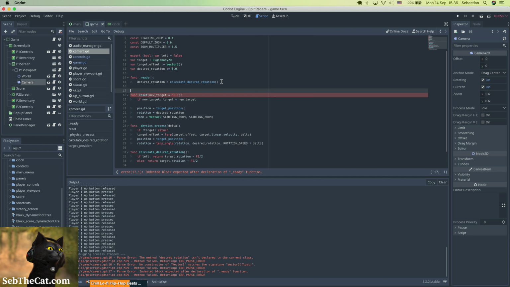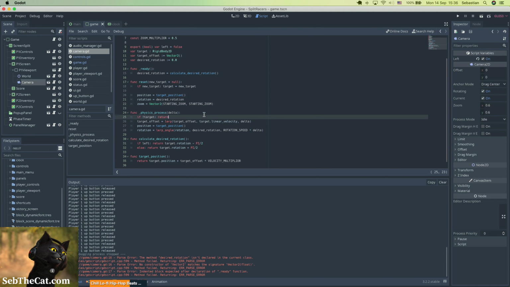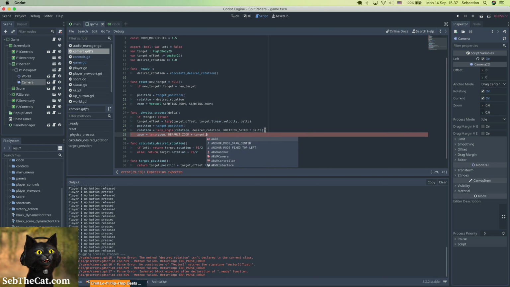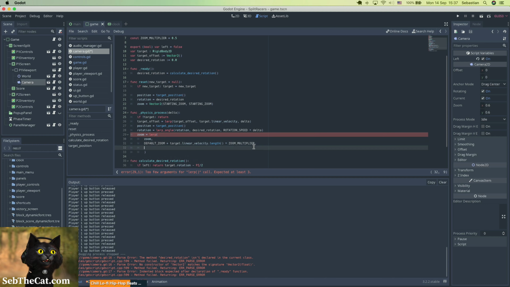Actually, no, that can stay there. All right. So we set the zoom to our starting zoom, and then when we process physics, what we'd like to do is grab, say, zoom equals a linear interpolation from our zoom to our default zoom plus our target dot linear velocity dot length times zoom multiplier. And we can move that by delta.